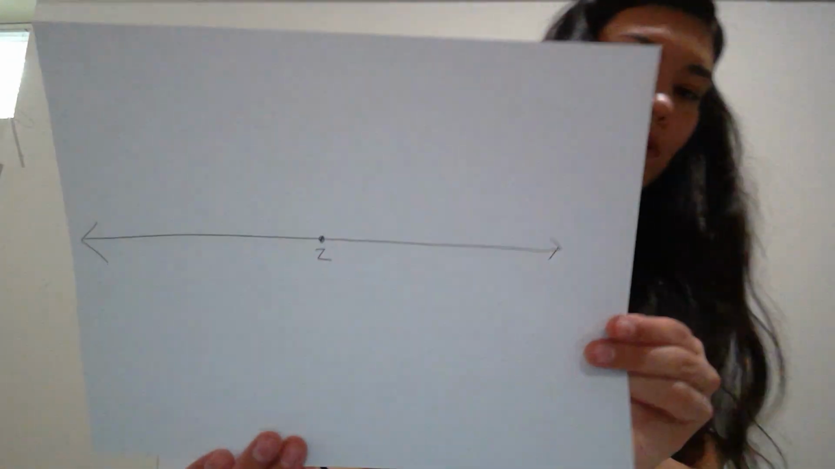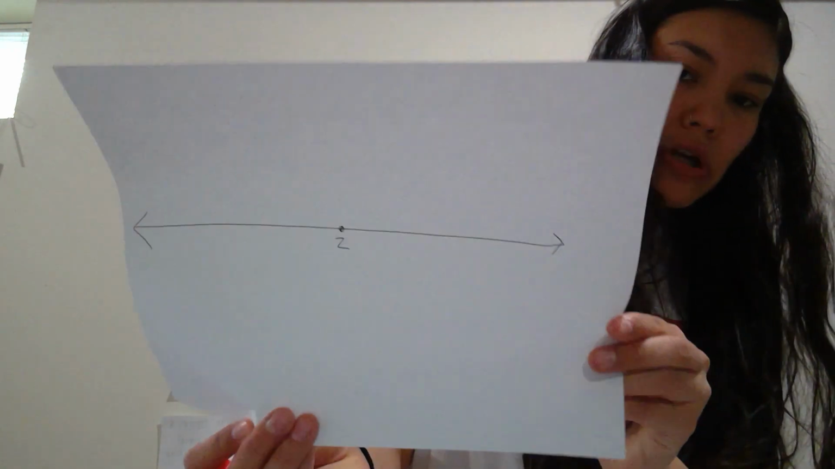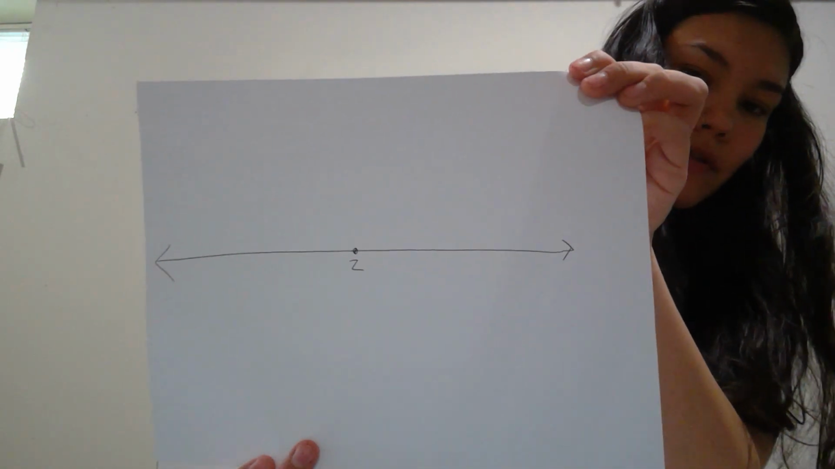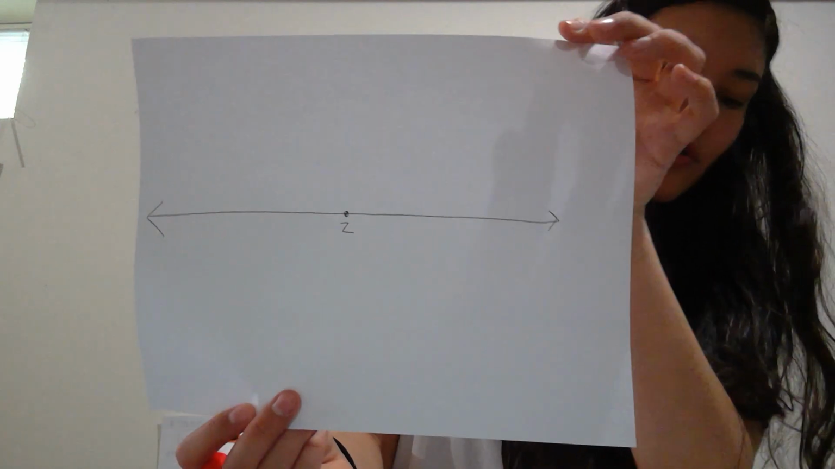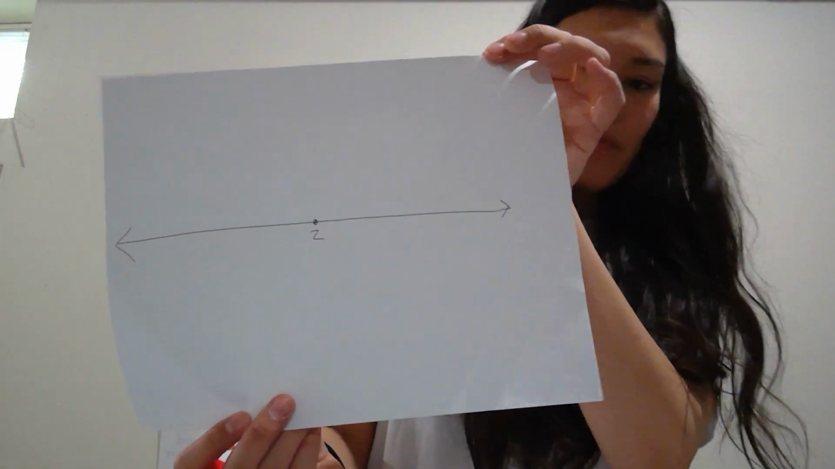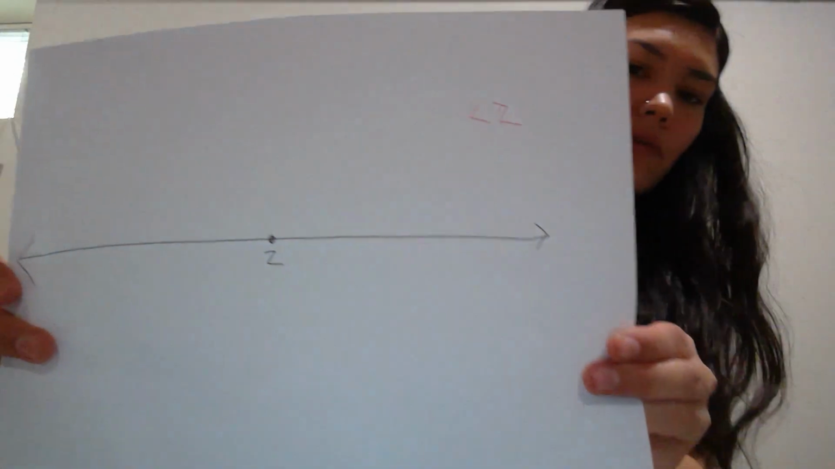All right, here's the next angle. All right, so this would be an example of a straight angle, and we would name it angle Z, and it would look like that.